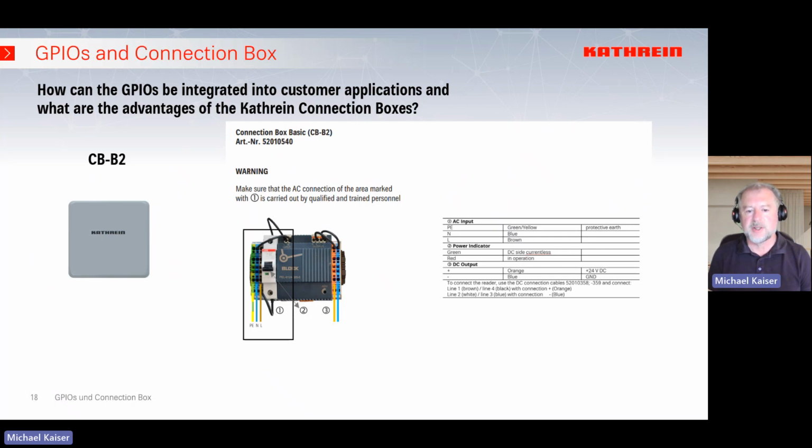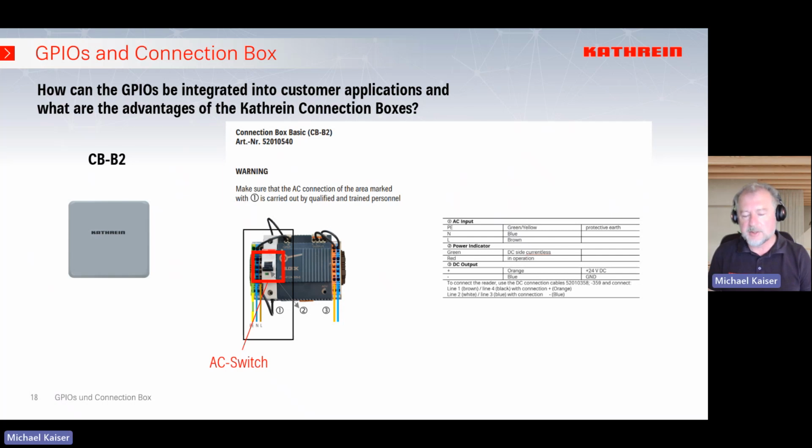Finally, we have the connection box basic. Here we have only the power supply unit in a smaller box, but sometimes this is sufficient. Then you can do an installation also outdoors, IP65, very closed, very hermetical, and you don't have to care about problems with the power supply or with longer cables, or you can do it directly. Very simple, very easy. Again, be careful with the AC supply. Only qualified and trained persons are allowed to install this.